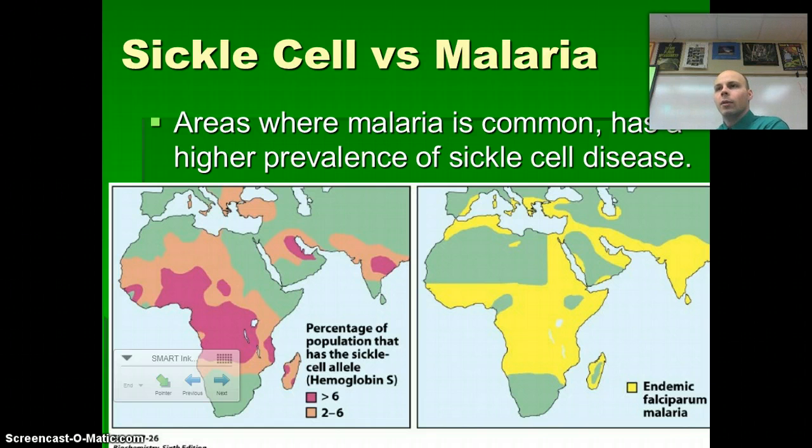So having the heterozygous form, not being completely devastated by sickle cell disease, allows you to better survive through malaria. So because of those two, the environmental condition along with the genetic disorder makes it more likely that that is able to be passed on to future generations rather than just eliminated from the population.